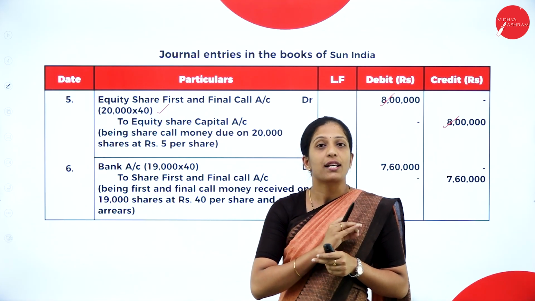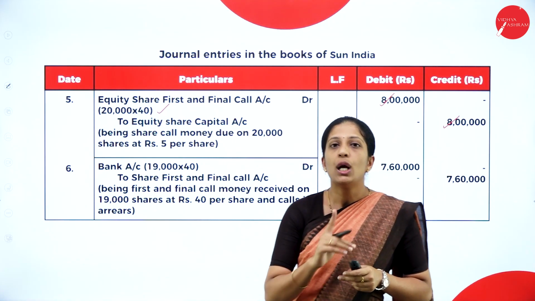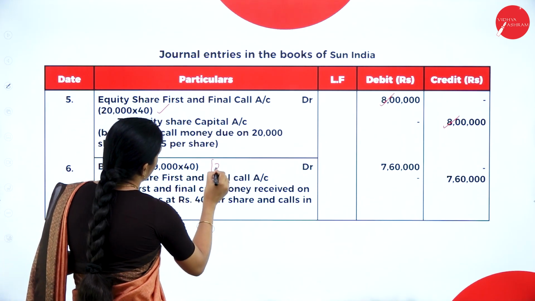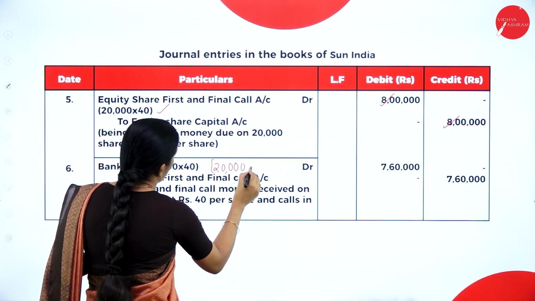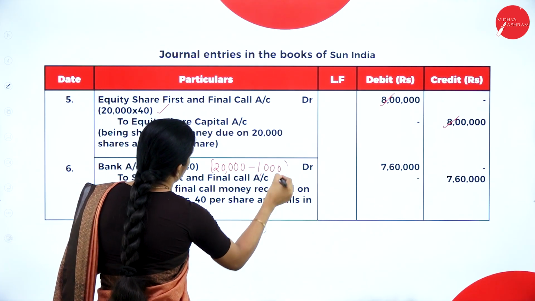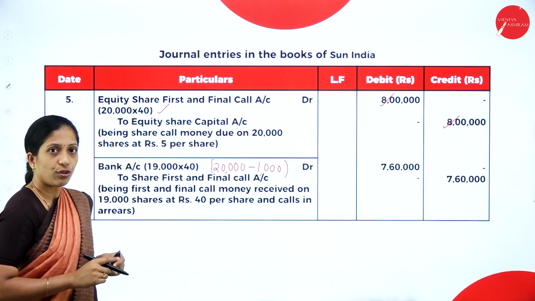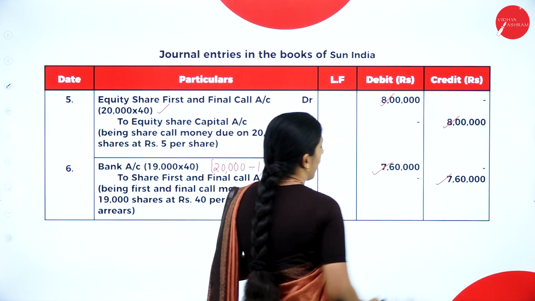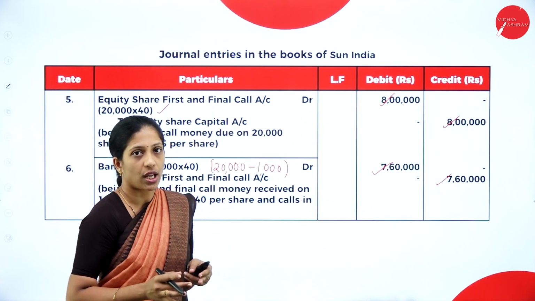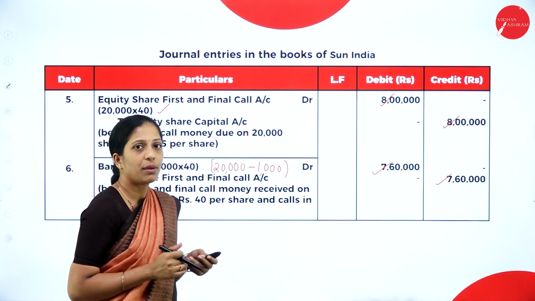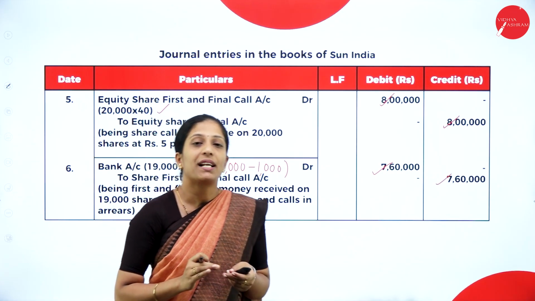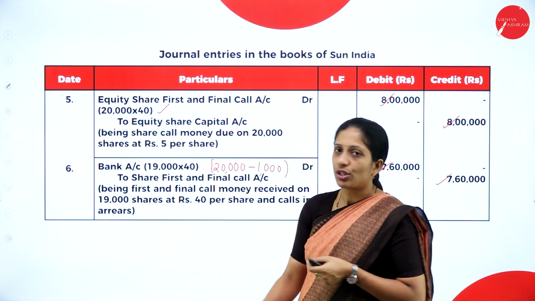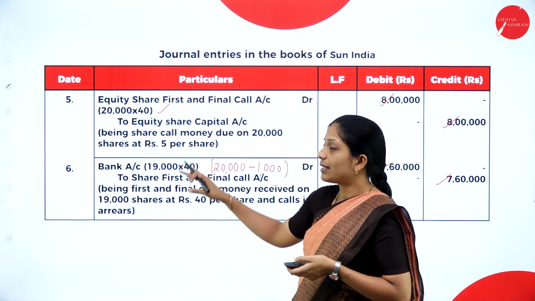How many shareholders have not paid first and final call money? 1,000 shareholders. But what was the number of shares? 20,000 shares, out of which 1,000 shareholders have not paid. So it will be 19,000 into 40, so this is 7,60,000. We have received only from 19,000 shareholders. Your narration will be: being first and final call money received on 19,000 shares. Your narration can be in your own words.